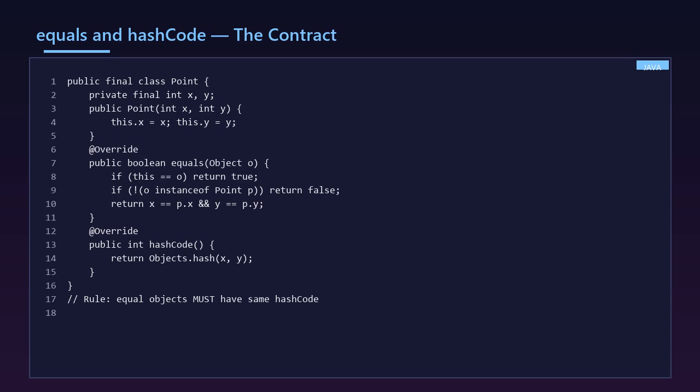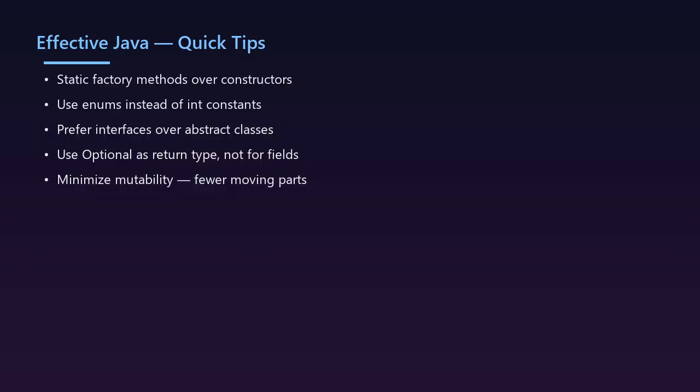Hard to find bugs. Some quick tips from Effective Java by Joshua Bloch. First, prefer static factory methods. Methods like valueOf or of are more descriptive than constructors. Second, use enums for fixed constants. Status.NEW is better than integer 1. Third, prefer interfaces for types. Accept List, not ArrayList. Fourth, use Optional as a return type when a method might return nothing. But don't use it for fields or parameters. And fifth, minimize mutability. Every mutable field is a potential source of bugs. Keep things immutable wherever you can.